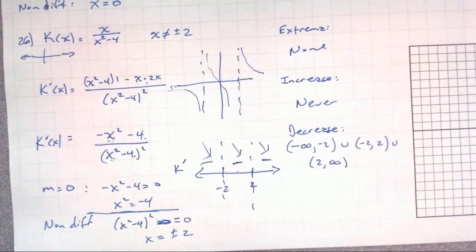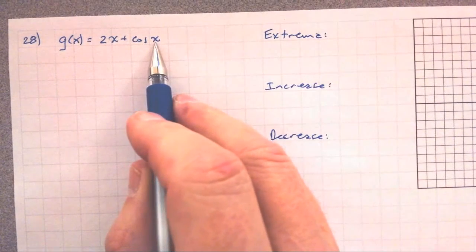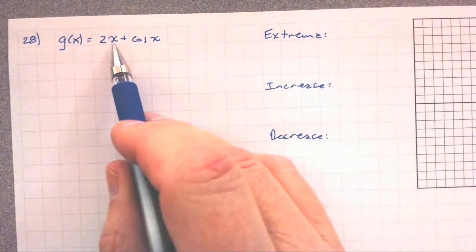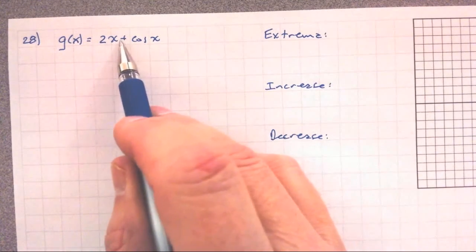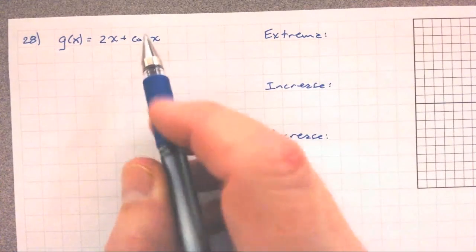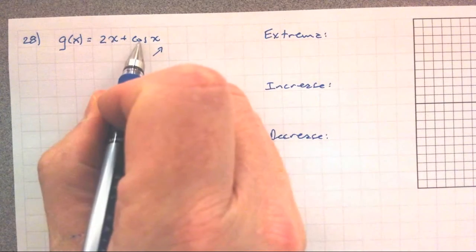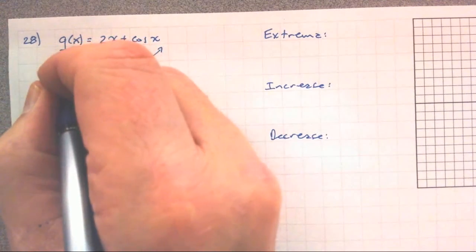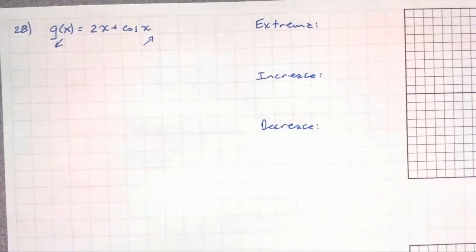Okay, let's see, we got one more problem to look at from this A portion. Throwing some trigonometry at us here. 2x continuous forever, cosine of x continuous forever. What happens if we put in big x's? Well, I know cosine is going to go between negative 1 and 1, but when I put in a billion, I get 2 billion plus something between negative 1 and 1. It's going to go up forever. When I put in negative a billion, I get negative 2 billion plus something between 1 and negative 1. It's going to go down forever. We have no max or mins. But we got some bumps going on here, so this one could be interesting.